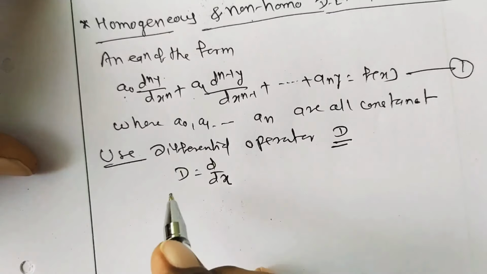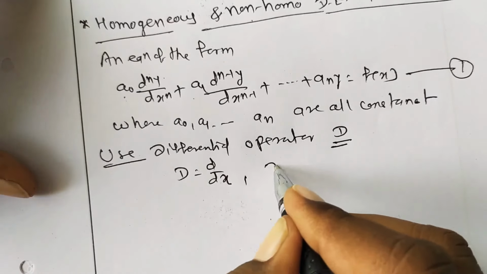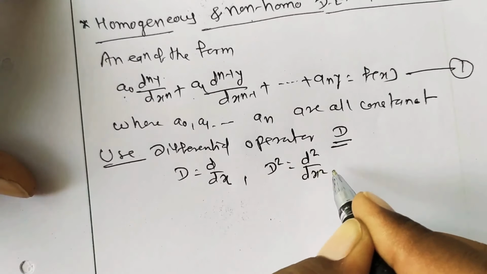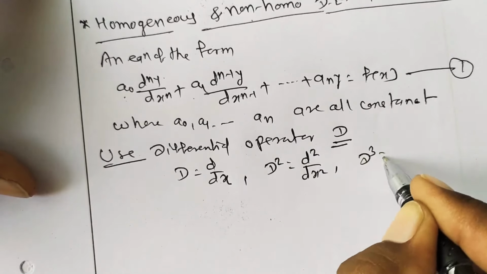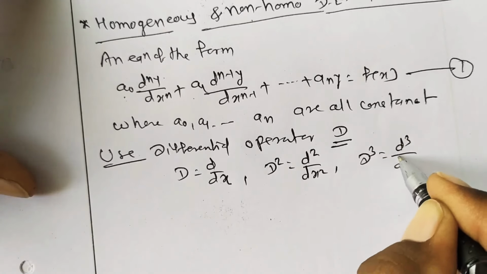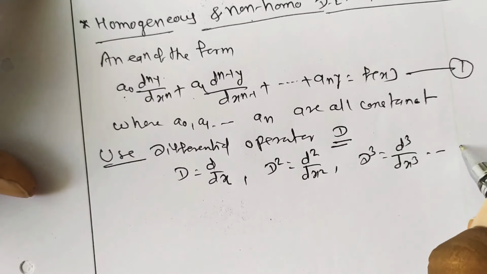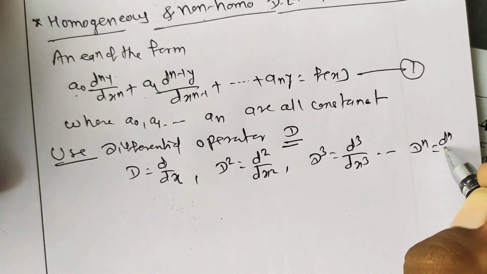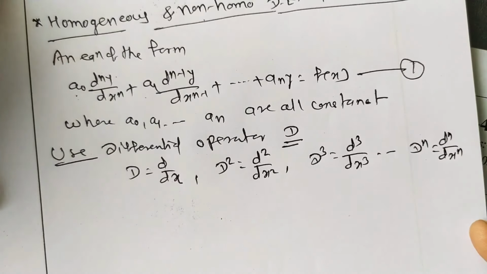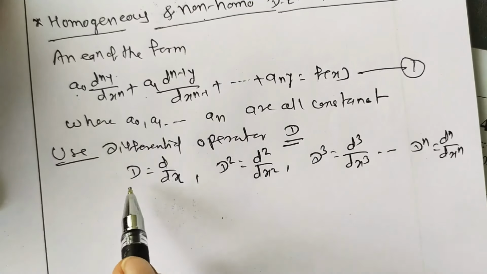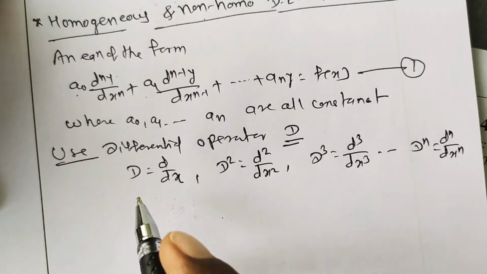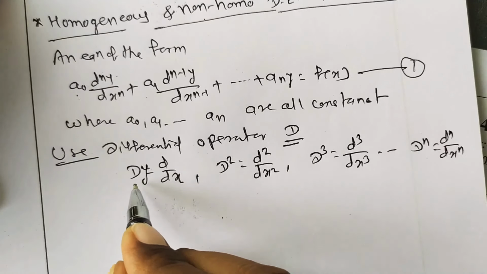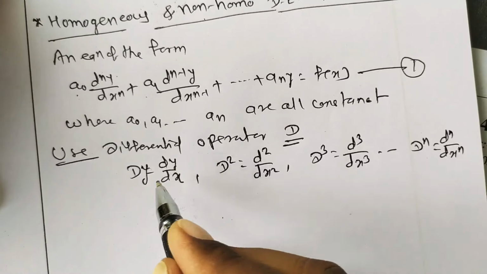Now if we take capital D is equal to d by dx, then D square, how we write? This is d square upon dx square. Same D cube is equal to d cube upon dx cube, up to so on D raised to n is equal to d raised to n upon dx raised to n. So this is the differential operator D. If we operate D on y, then capital Dy becomes dy by dx.